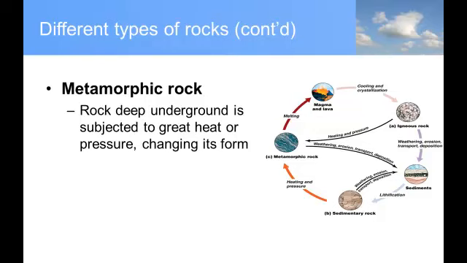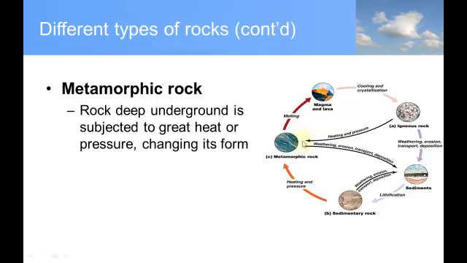And our third type of rock is metamorphic rocks. These are rocks that used to be some other type of rock, whether it was igneous or sedimentary rock, and then they were subjected to some type of tremendous heat or pressure, which then changes its physical form, giving it new properties.